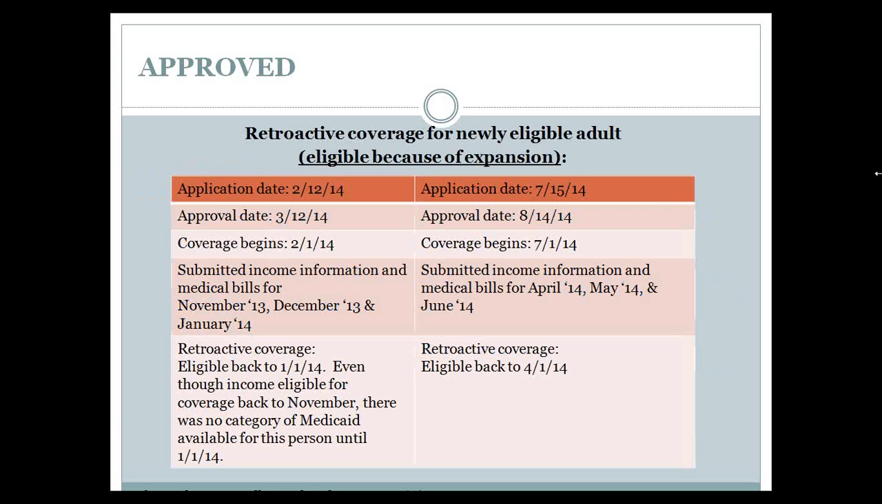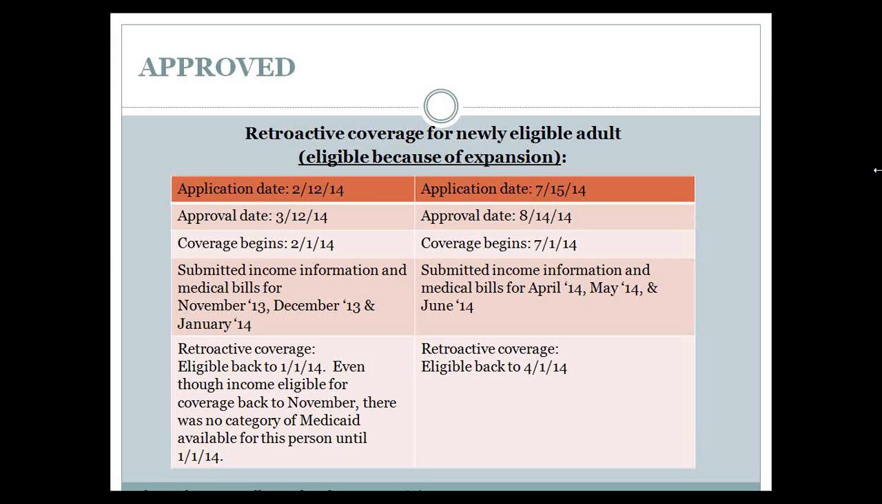So let's look at retroactive coverage for a newly eligible adult. This is someone who wasn't eligible before January 1st, but is eligible now because of the expansion. Same person, applied on February 12th, 2014. Approved, because it's 30 days, that you get a determination on March 12th, 2014. We already said that coverage is going to go back to February 1st, just with that February 12th application. So we're not worried about bills between February 1st and February 12th, because that gets taken in with the approval.